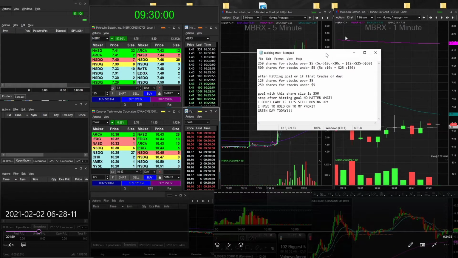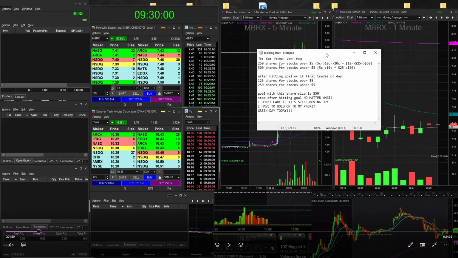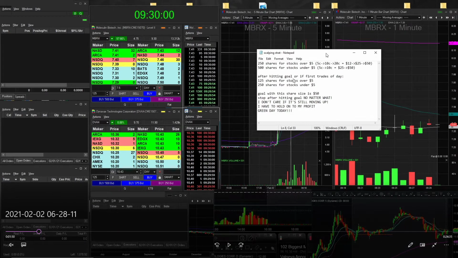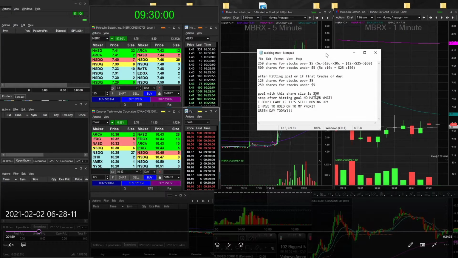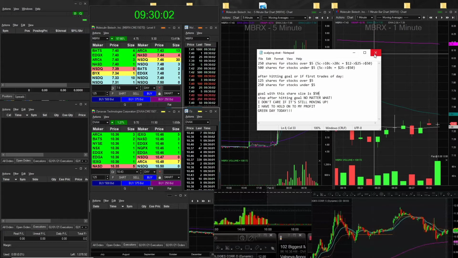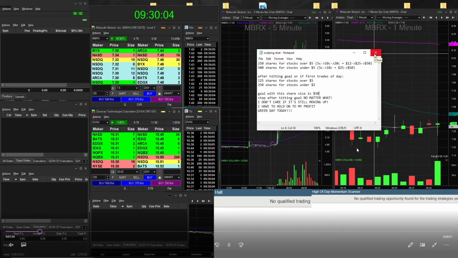Let me go back on that. I have this notepad. It's my scalping strategy for the next little bit with the small account challenge. Basically, I'm limiting my share size to a max of 500 shares under $5. And then after hitting my goal, I just walk away. I'm not trading past my goal. This goal was initially set at $100 this morning, and then I brought it back down to $50 right before market open. So from there, I pull it aside, close it. I'm like, okay, $50 was the goal.